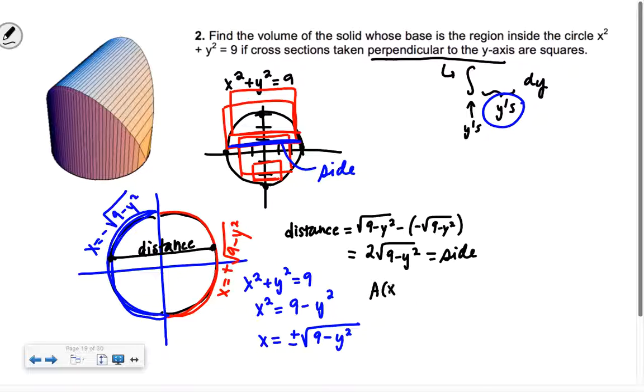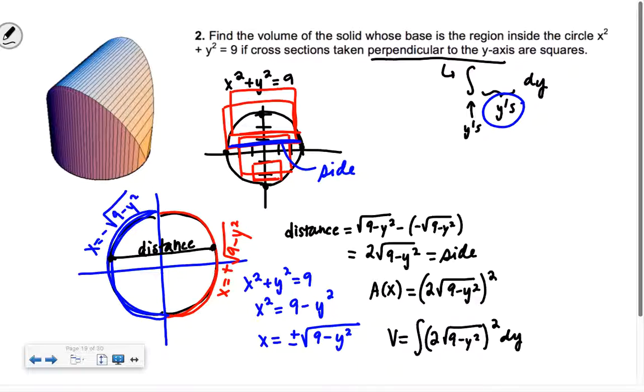So what is the area of the square then? Well, how do we find the area of a square? Yeah, we take our side and we square it, right? So we just found one of the sides was 2 times the square root of 9 minus y squared, and we're going to square it. So that's what we're integrating. So our volume is going to be 2 times the square root of 9 minus y squared, squared, and then we're going from y value to y value. So what's our smallest y value and what's our biggest y value? Yeah, Ian? -3 and 3. Yeah, we go from -3 to 3. Do you guys see it?